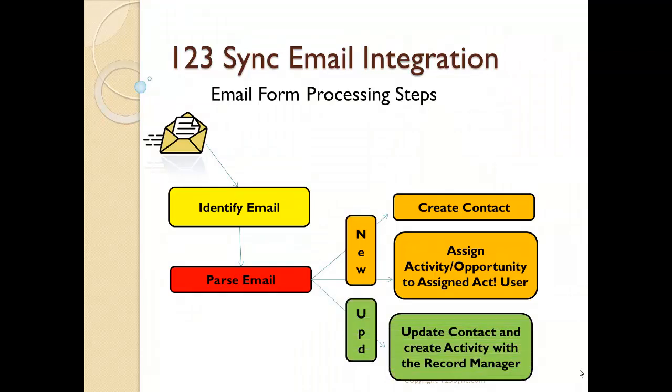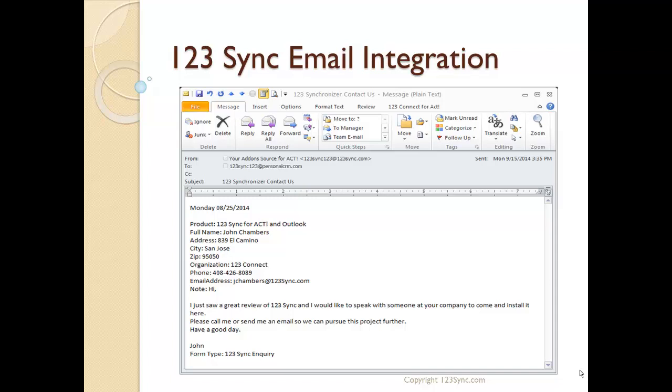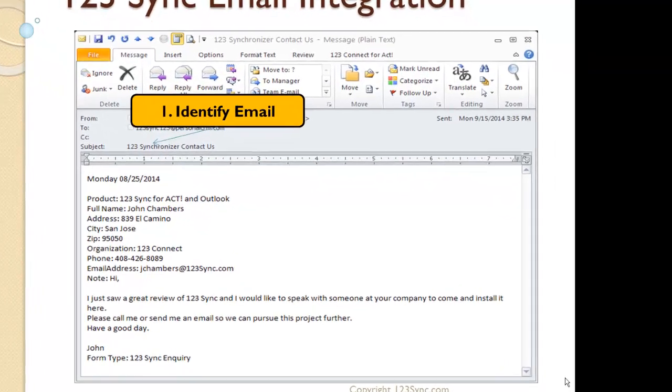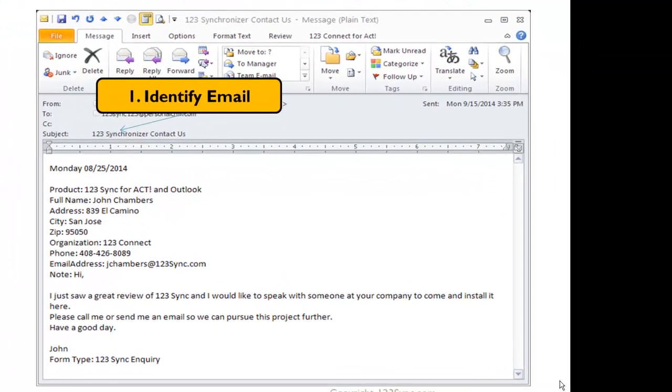Or in the second phase, we can do an update. We can actually find the contact and update the contact with the form data that we have received. So let's look at the email itself. The identification of the emails that we do is by the subject line. So we look at the subject line, and if it matches our pattern, we start parsing the email.